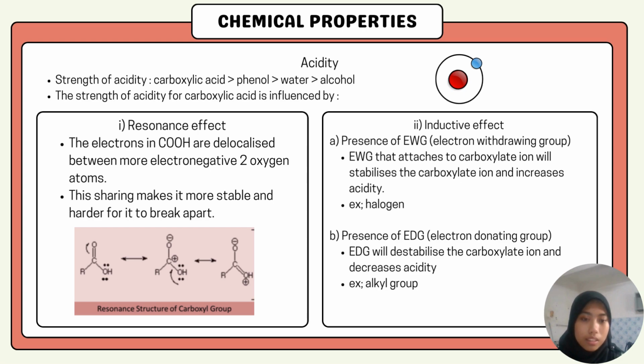The next one is the presence of EDG. EDG is an electron donating group. EDG will destabilize the carboxylate ion and decrease acidity. Okay, so think of it like a tug of war with electrons. Electron withdrawing groups are like strong players pulling electrons towards themselves. Compared to electron donating groups, they are like pushing players helping to spread the electron density around. So that is the function of EWG and EDG.